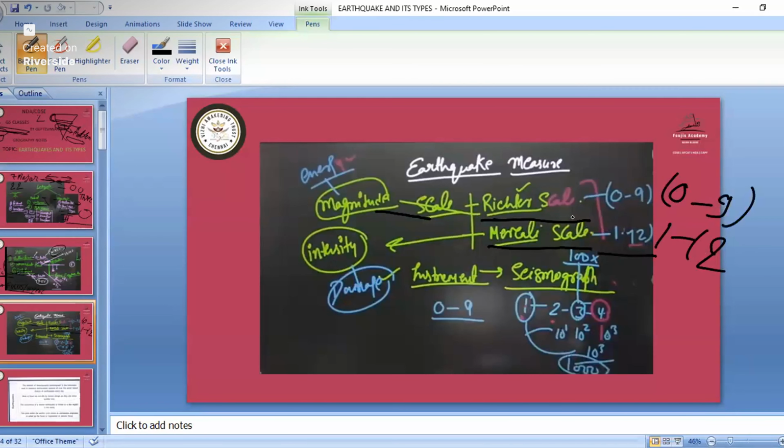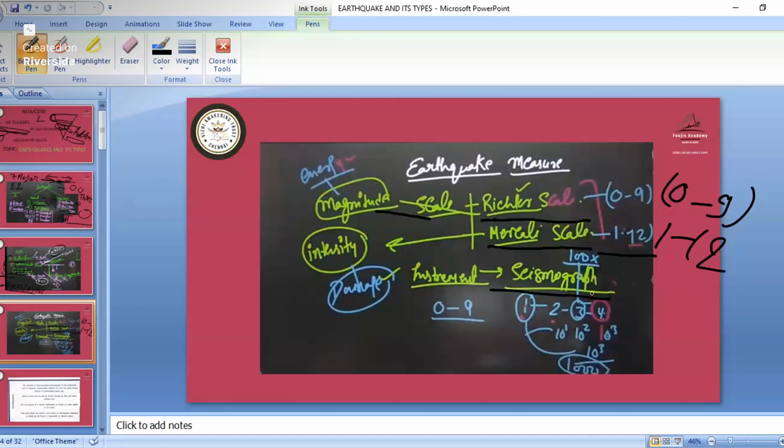So here energy is measured, and on the Mercalli scale the intensity of the earthquake is measured. Intensity means how much damage is caused to humans, buildings and everything. So that is intensity, and it is measured by the Mercalli scale. And the instrument we use to measure the earthquake is the seismograph.